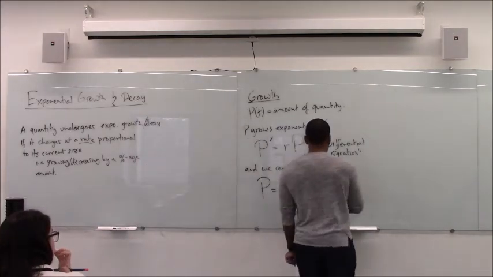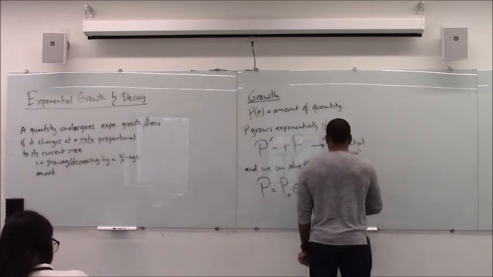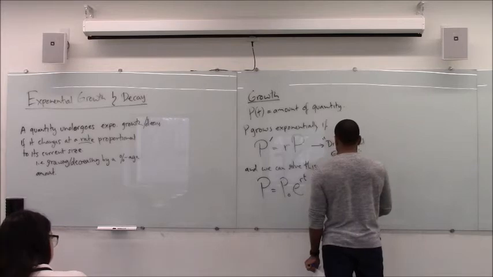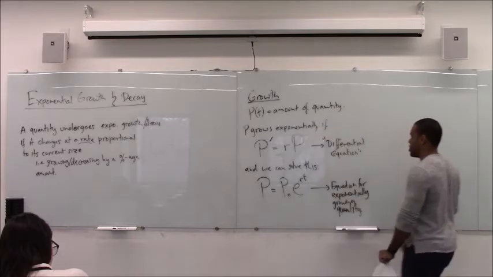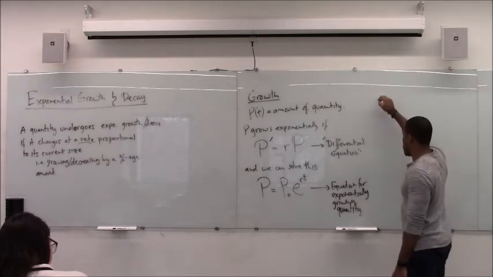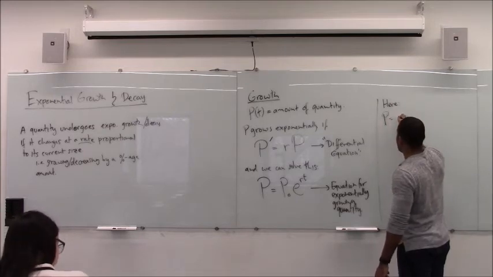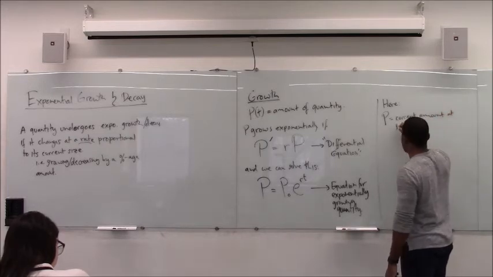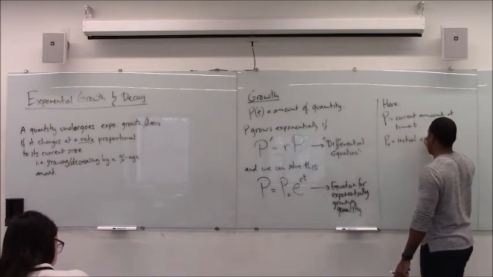So that is the equation for an exponentially growing quantity. Now, you're going to have to have these two memorized, those are the equations that are going to be important. And we're going to derive a couple more equations that are important. So here, like I said, P equals the current amount at time t. P naught is your initial amount, or whatever you started with.